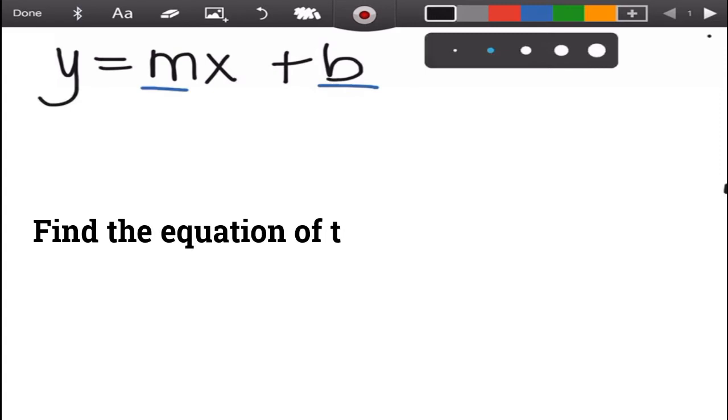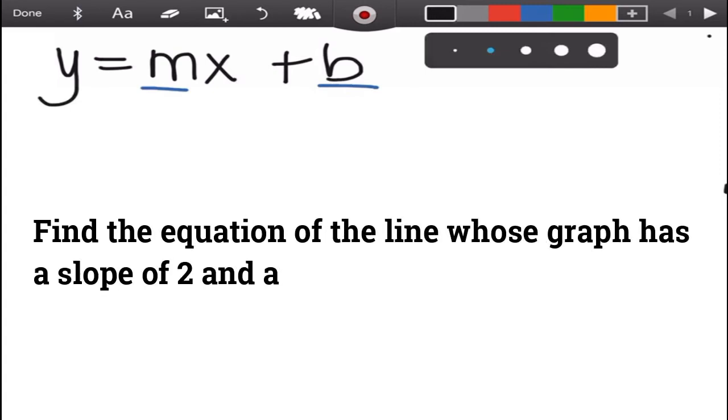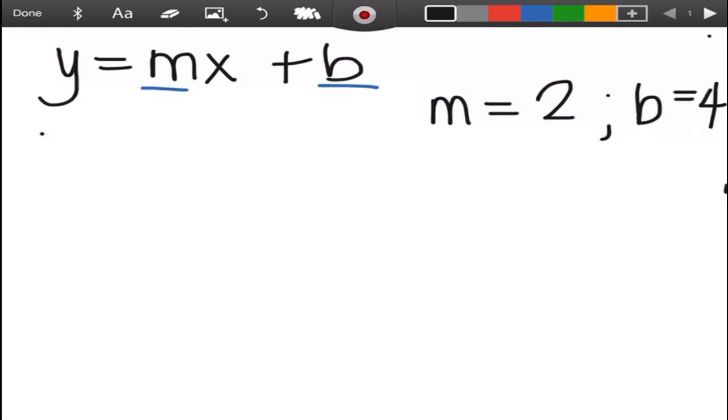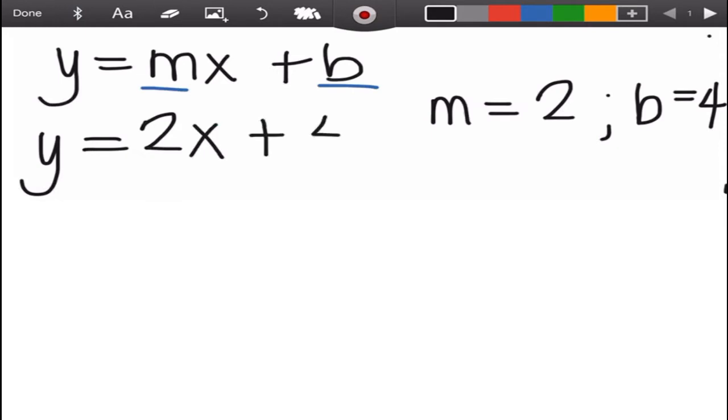Find the equation of the line whose graph has a slope of 2 and a y-intercept of 4. Going back to our given, our slope is 2 and our y-intercept is 4. So we will just substitute the values of m and b in this slope-intercept form. So copy y equals our m is 2, and then copy x plus our y-intercept is 4. This is the slope-intercept form of the line.